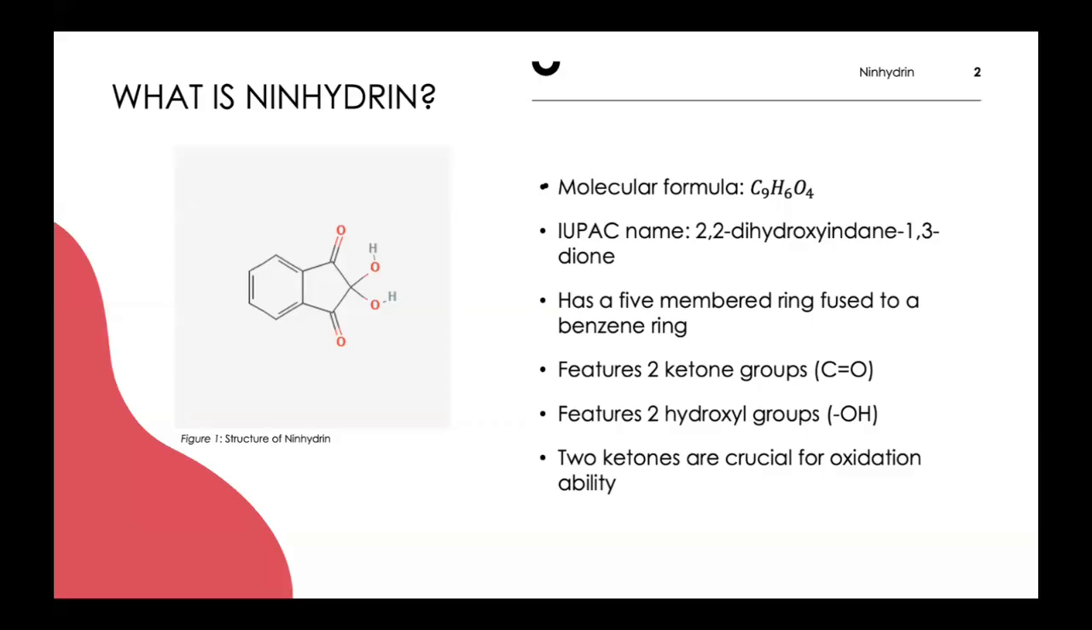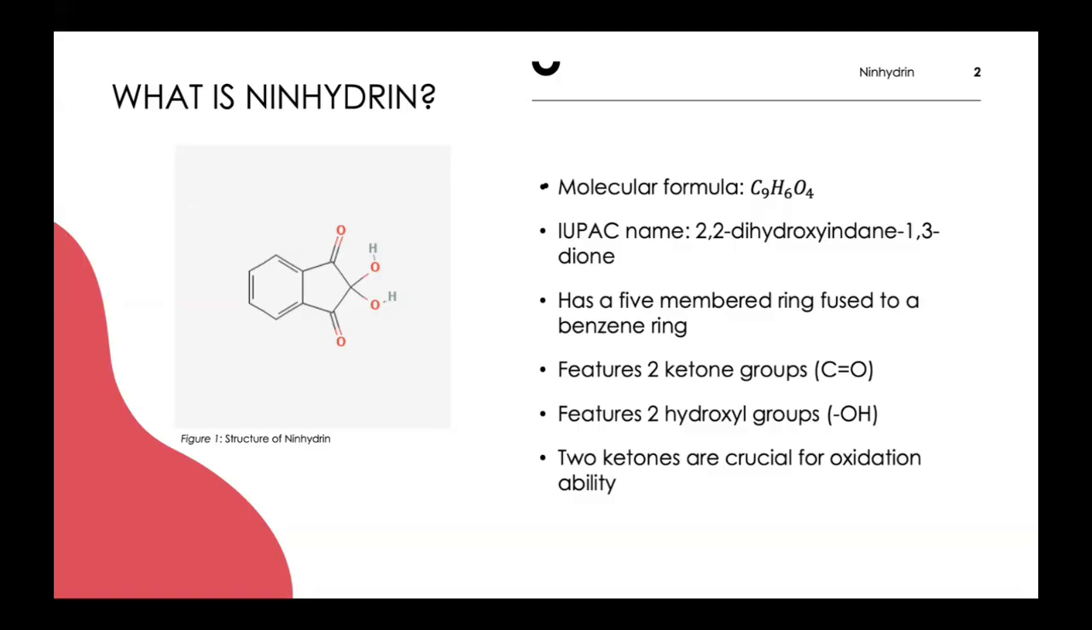So, Ninhydrin is a chemical compound, also known as a triketohydrindene hydrate. Its chemical formula is C9H6O4. I have the IUPAC name displayed for you to check out as well.